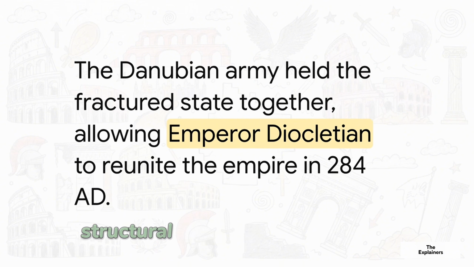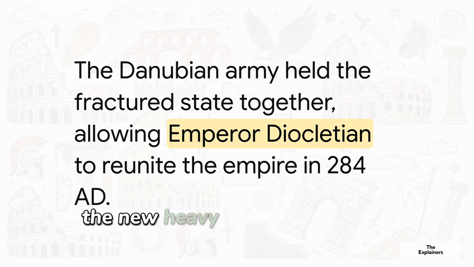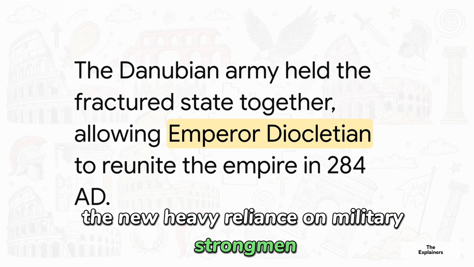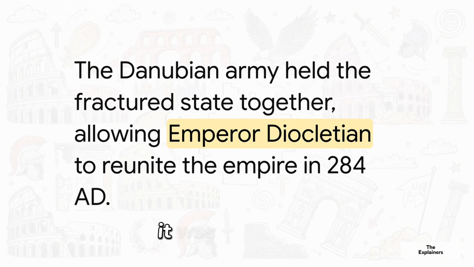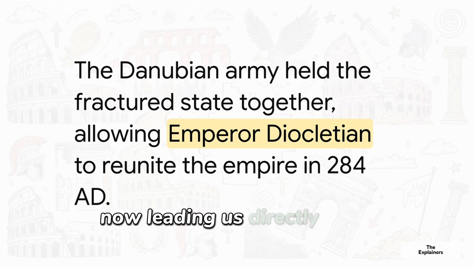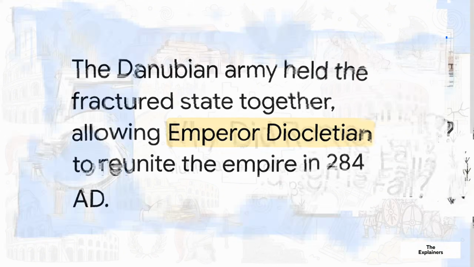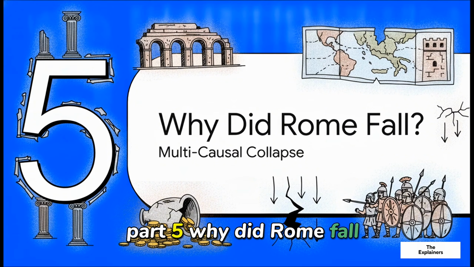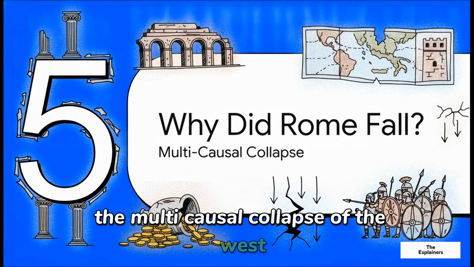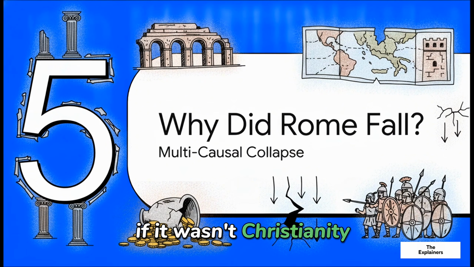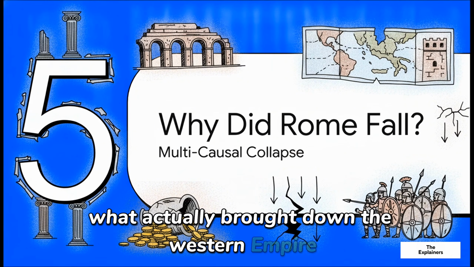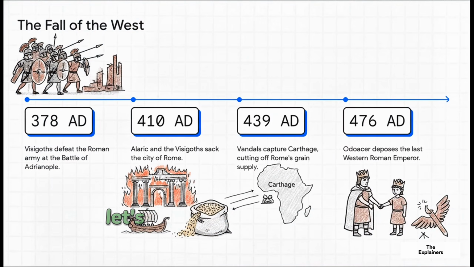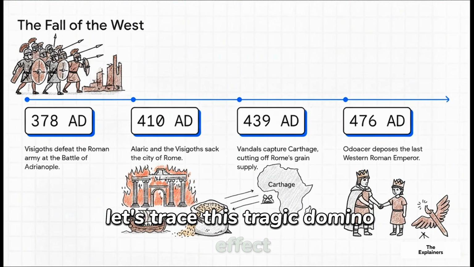But honestly, the structural damage was permanent. The drastically weakened tax base, the new heavy reliance on military strongmen, the permanently exposed frontiers, it was all baked in now, leading us directly to the final collapse. Which brings us to our final part, Part 5. Why did Rome fall? The multi-causal collapse of the West. If it wasn't Christianity, what actually brought down the Western Empire in the 5th century? Let's trace this tragic domino effect.